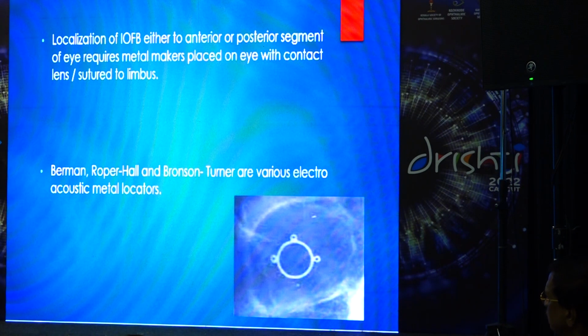But for localization, whether it is in the anterior segment or posterior segment, we need metal markers like limbal rings or contact lenses with metals. Then Berman, Roper-Hall, Bronson-Turner are various electroacoustic metal locators which are used to pick up magnetic foreign bodies.